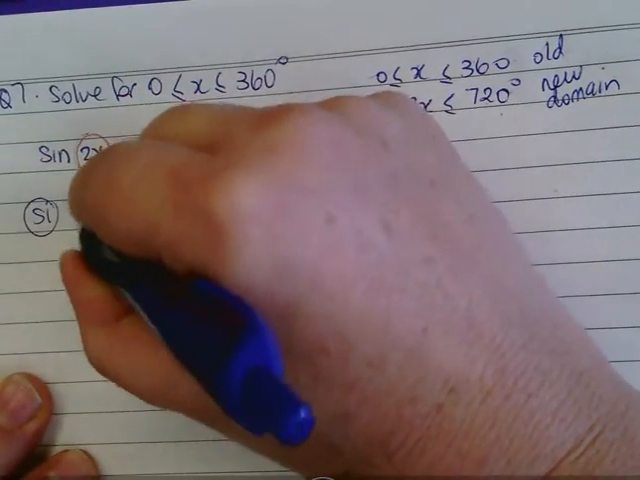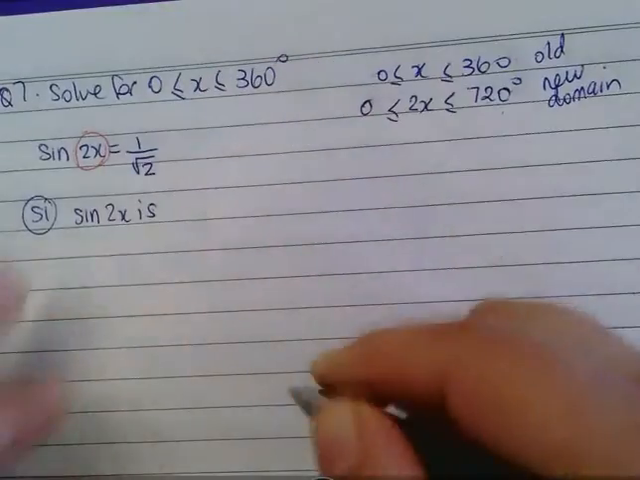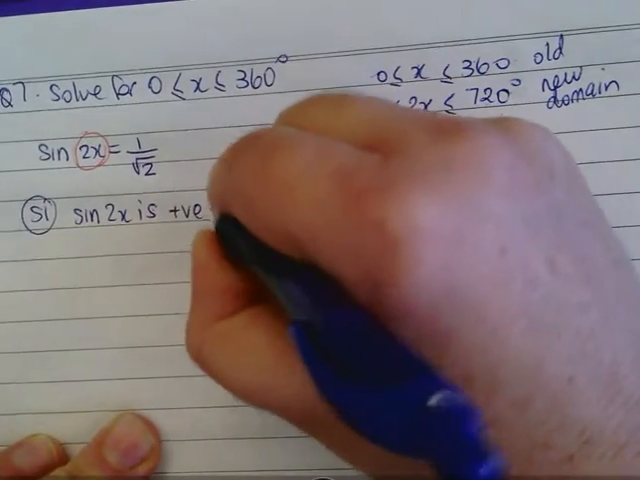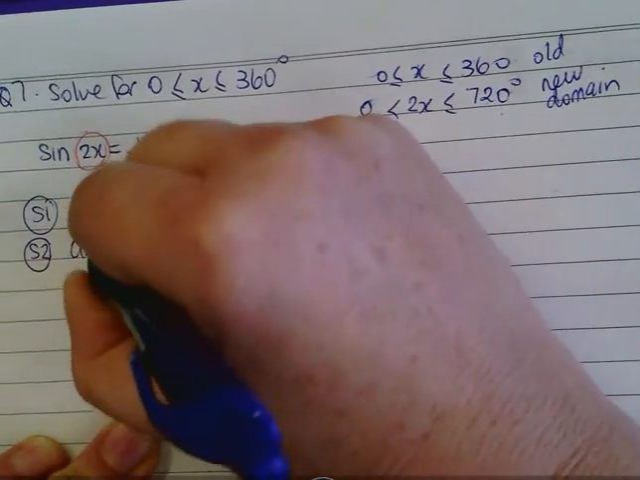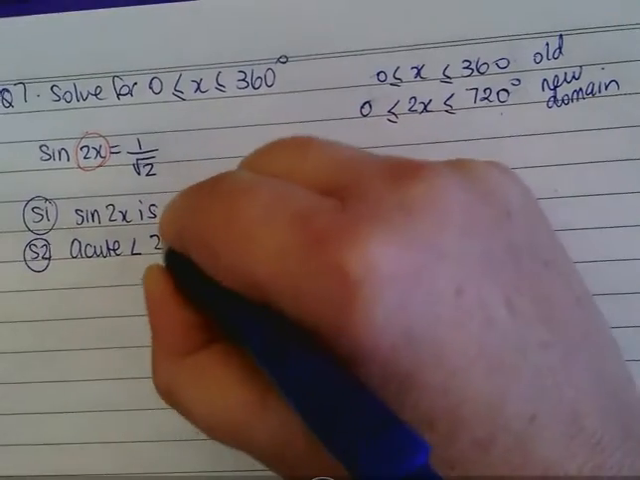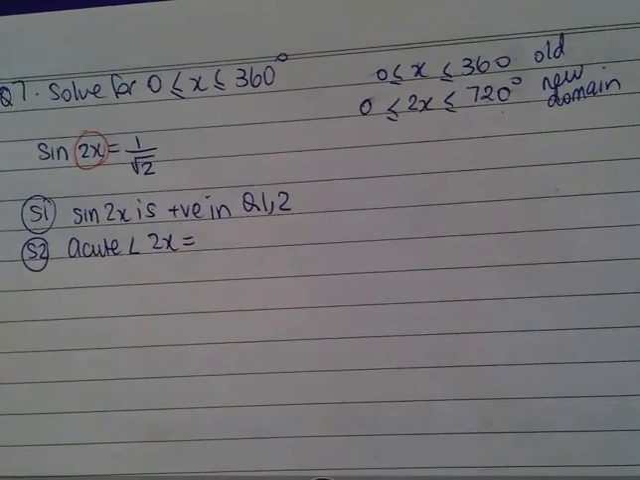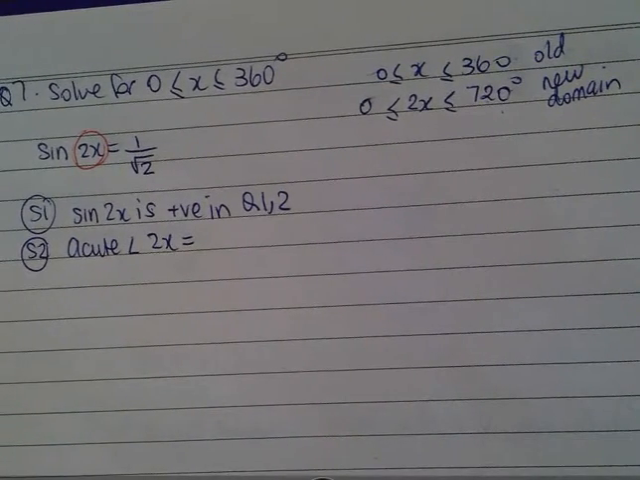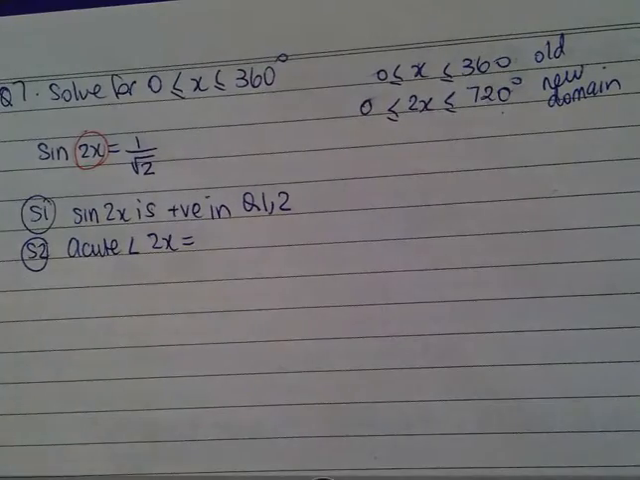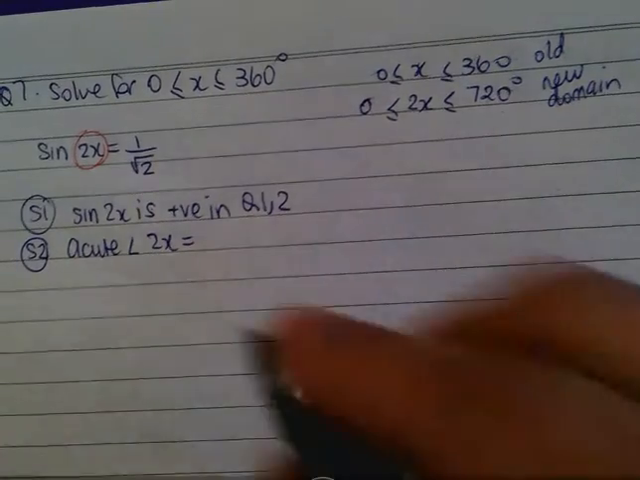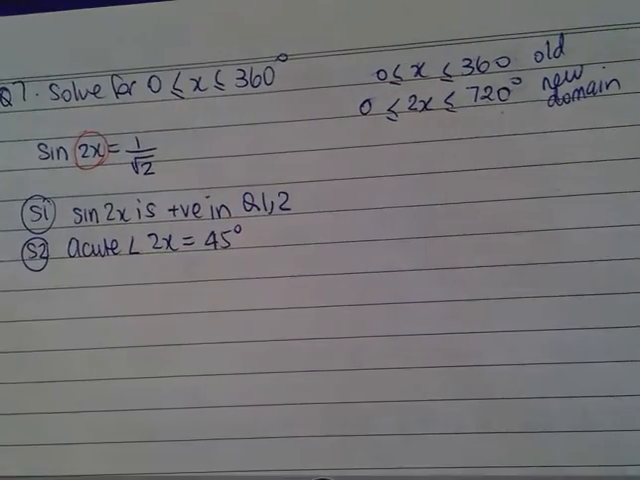Again, step 1, sine of 2x is positive or negative? Positive in quadrants 1 and 2. Now this is a little bit different. Acute angle 2x. Because see how I circled the 2x? I've got sine of what is 1 on root 2. Which exact value? Is it sine 30, sine 45, or sine 60? Sine 45. So girls, see how sine of 45 is 1 on root 2? So the acute angle for 2x is 45.